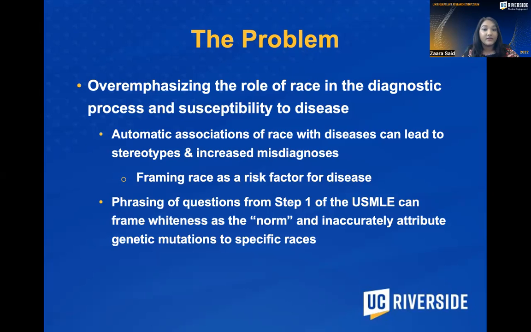Often race is listed as a risk factor for disease, and this is a problem because it fails to consider variables outside of the patient's race that may increase their susceptibility to disease. So for example, sickle cell anemia or sarcoidosis are often portrayed as primarily affecting Black people, but they aren't the only group affected by it, and there may be other variables that contribute to its prevalence in that population. Additionally, the phrasing of questions from step 1 of the board exam can frame whiteness as the norm and inaccurately attribute genetic mutations to specific races.